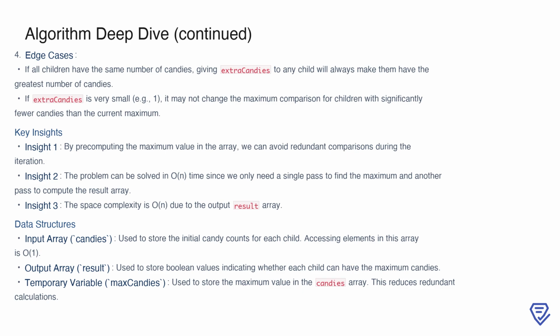The space complexity is O(n) as well, due to the storage required for the result array. We also use simple data structures: the input array to store the initial candy counts, the output array to store the results, and a temporary variable to store the maximum candy count, all of which are accessed in constant time.